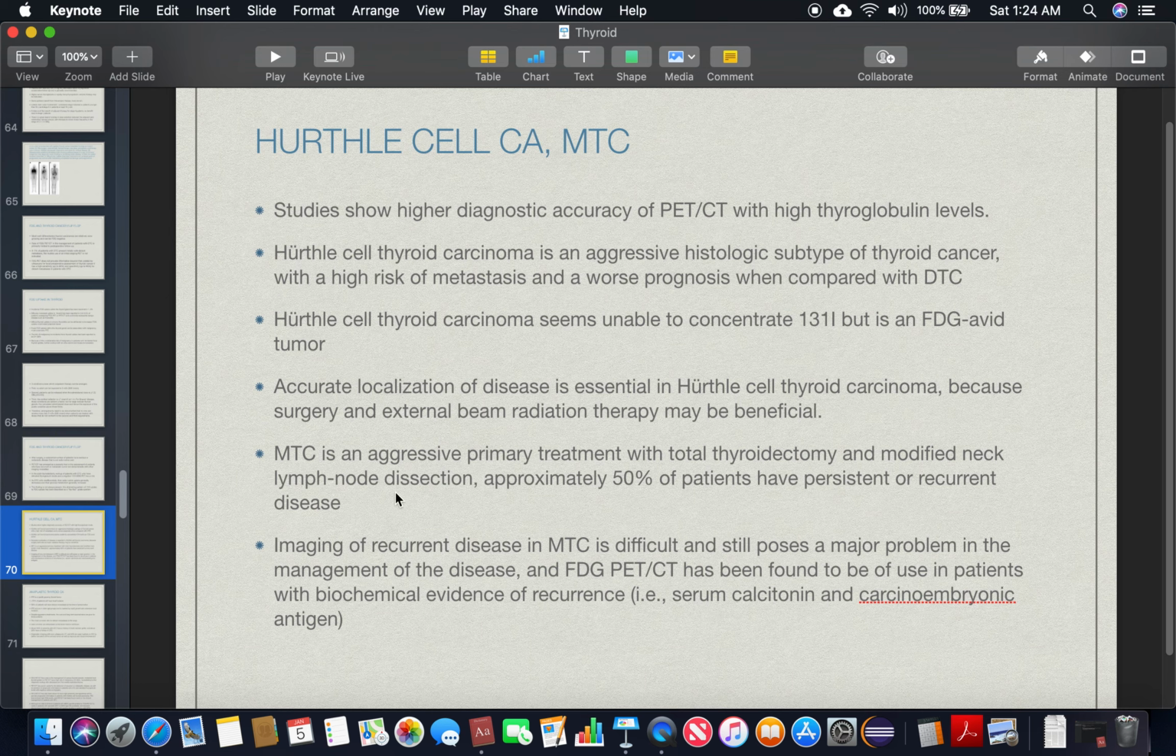Medullary thyroid cancer is an aggressive tumor treated with total thyroidectomy and neck dissection, but 50% have persistent or recurrent disease. And PET, FDG PET has been found useful in patients who have a problem of recurrence, which is shown by increasing calcitonin and CEA levels.